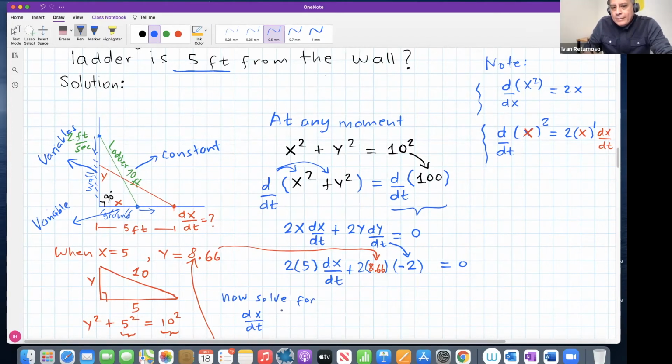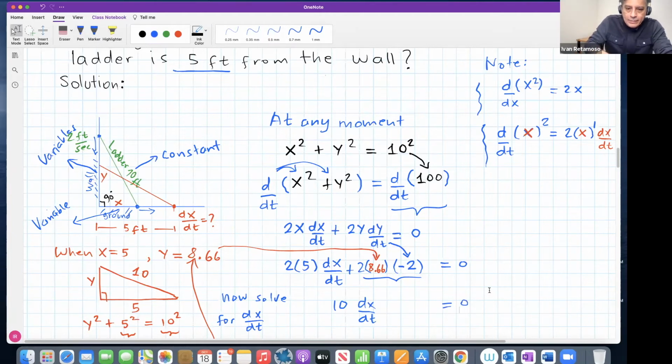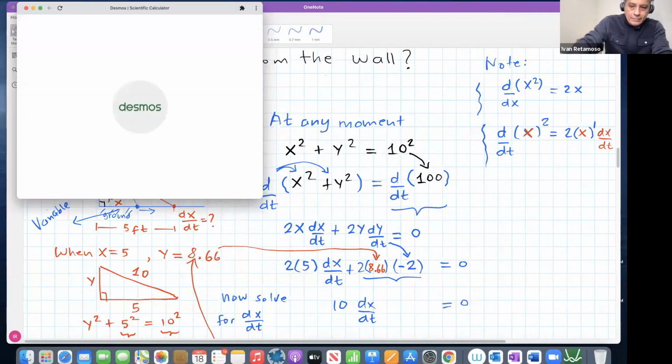Basically isolate dx dt, right? Yeah, maybe the 4 here, solve for dx dt, and that's it. All right, so let's do that together. 10 times dx dt here. All this multiplication, we can get it in our calculator, right? You don't have to do it in your head.